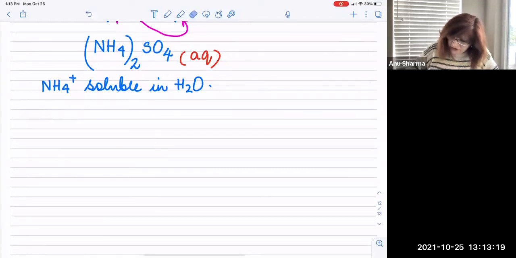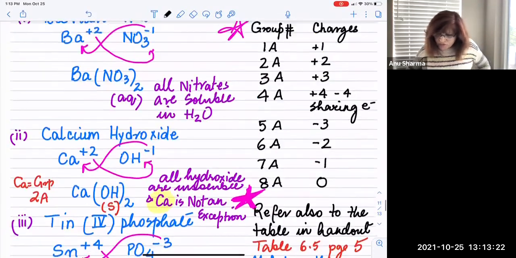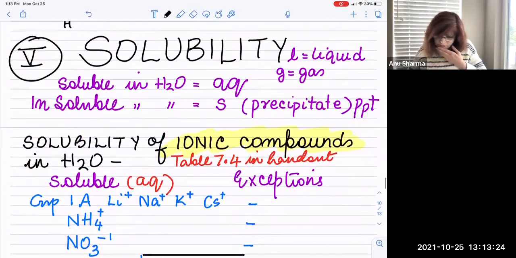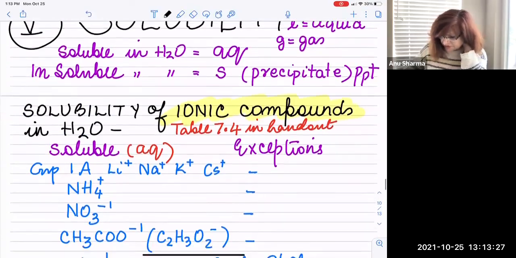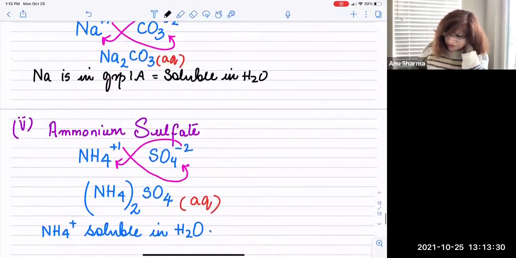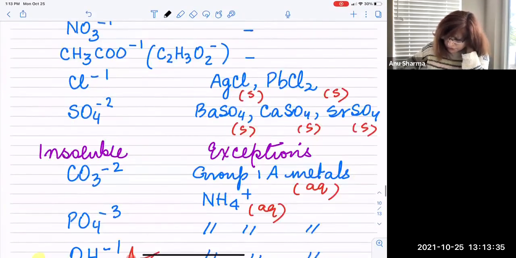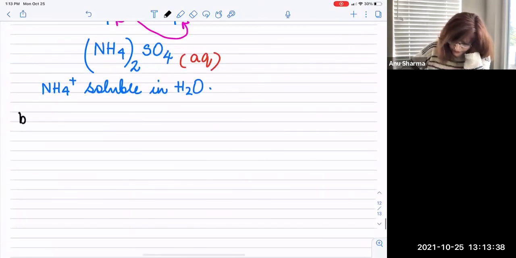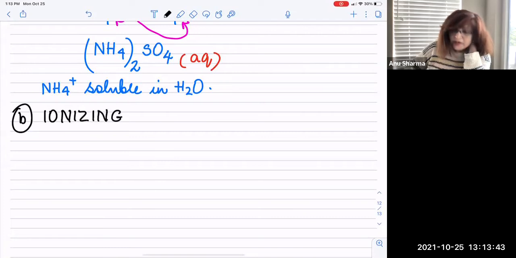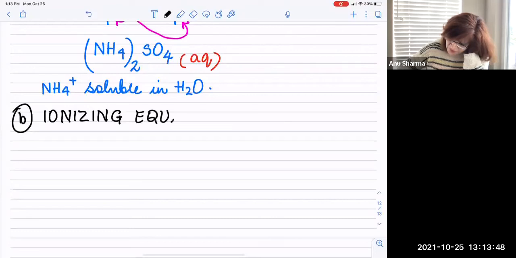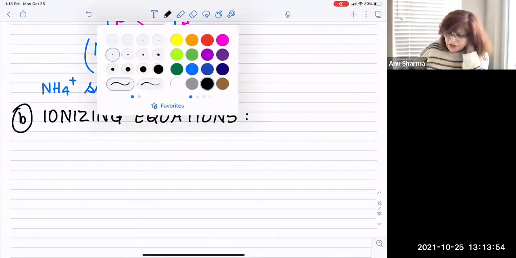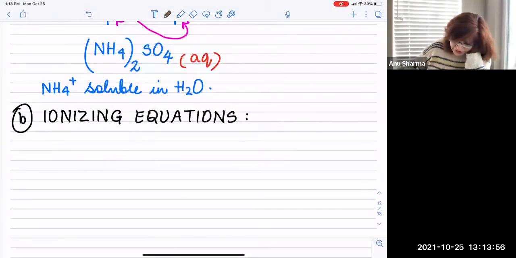So here, let's do this thing here. This would be solubility 6. Or wait one second. Based on the solubility rules, this is part A. Let's do the ionizing equations. This is ionizing equations. Okay, ionizing equations. And you see here, when you ionize, what happens? So first is the molecular equation.